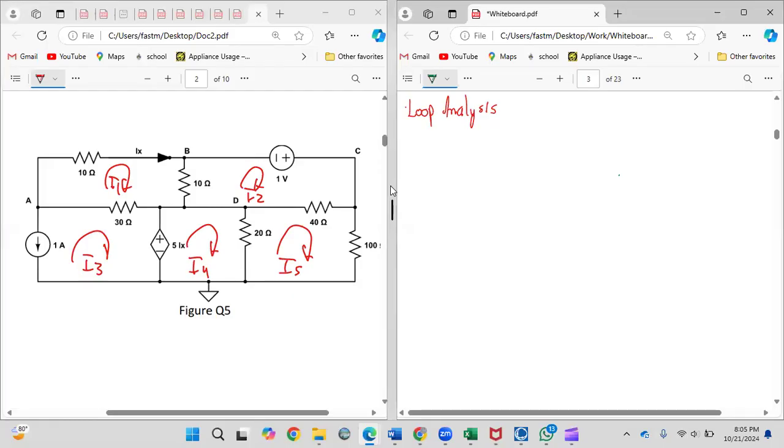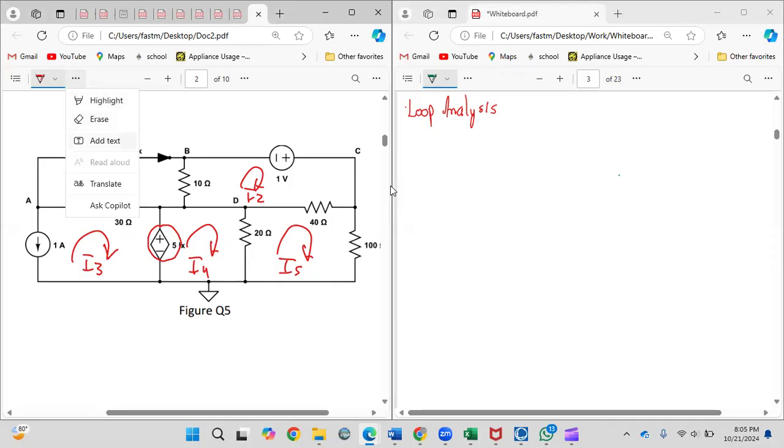A super loop is the opposite of a super node. A super loop happens when you have a current source being shared between two loops. If this here was a current source, dependent or independent, it would make I3 and I4 a super loop, but it's not. This is a current source, yes, but it is not shared between two loops. So the circuit has no super loops.